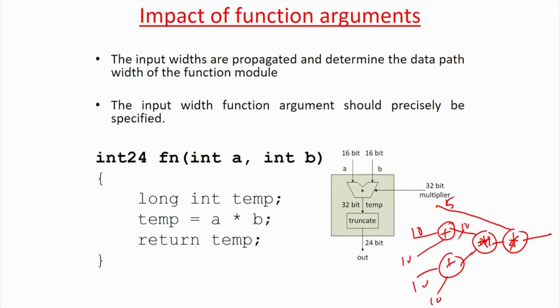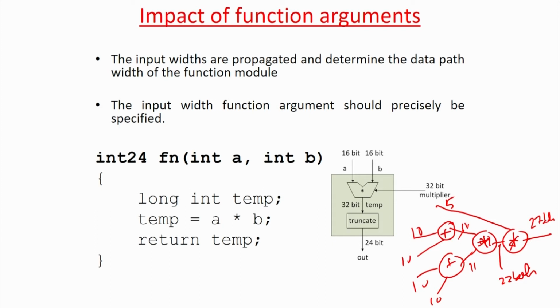So, this is 11 bits, this is also 11 bits, and then you are doing multiplication, say a multiplication of 11 bits, so this output will be 22 bits. And now you are multiplying 22 bits data with 5 bits data, so the output will be 27 bits. This is how the data path width is determined. The input width will be propagated to the output, and this will determine the width of all the intermediate resources. That is very important.